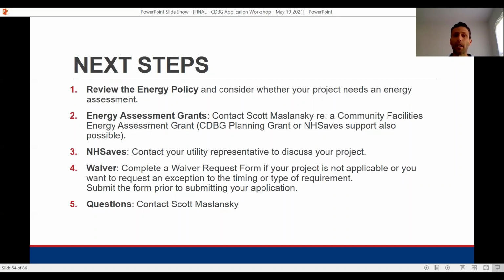If the policy is not applicable, or if you want to request an exception to the timing of when you fulfill this requirement or the type of energy assessment that the policy states, those would also require waivers. The waiver should be submitted before your application is submitted. We'll review it, give it back to you, and you upload it, assign one with the application.